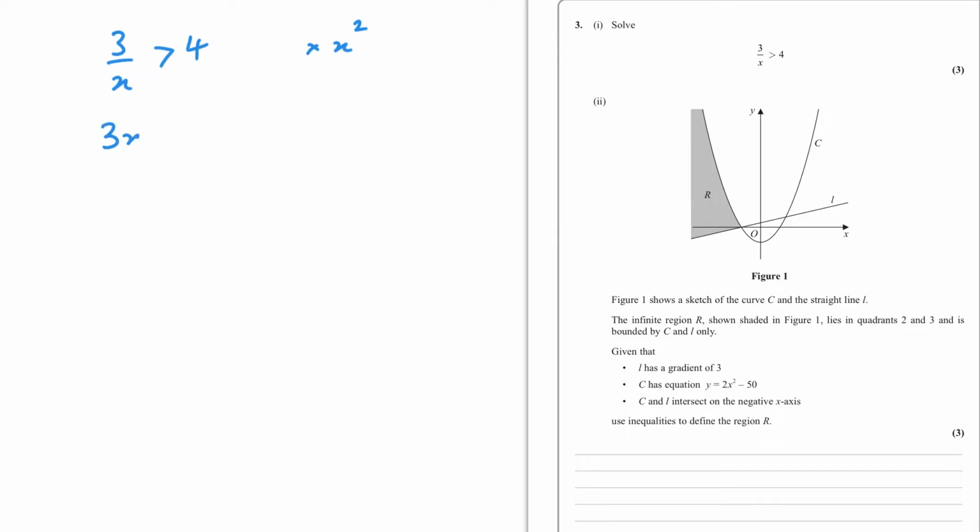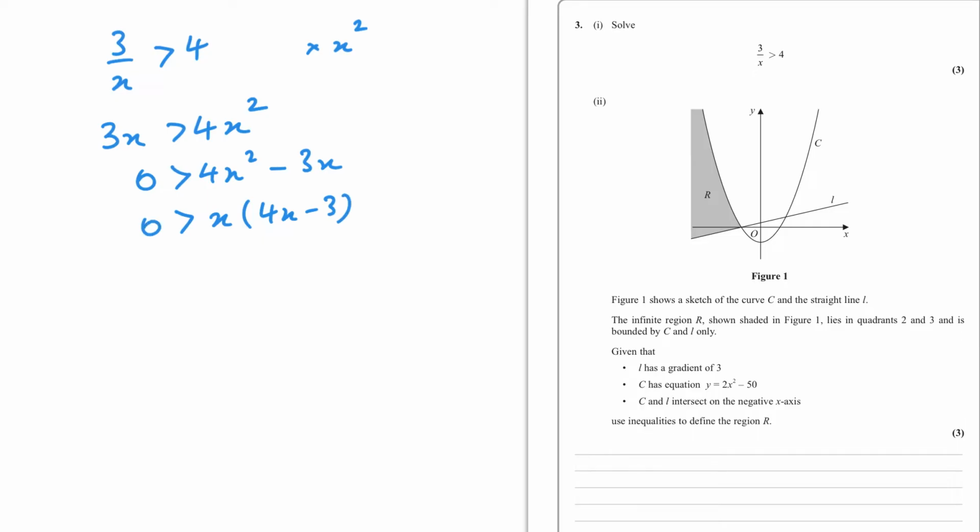So that will give me 3x and 4x squared on the right. Now what I can do is take my 3x to the other side, take away 3x. I can look to factorize out x, and that would then give me 4x minus 3.